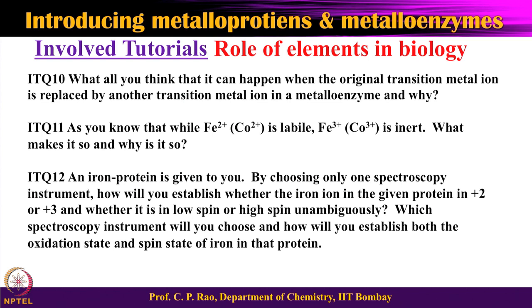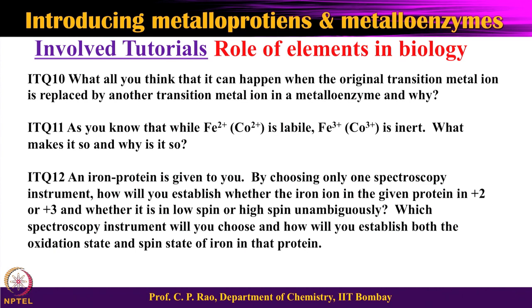In alkali metals it is only the size of the ion, in main group elements it is only the size of the ion, but in transition metal ions both the size as well as the spin states play a role. Okay, let us look at another question.